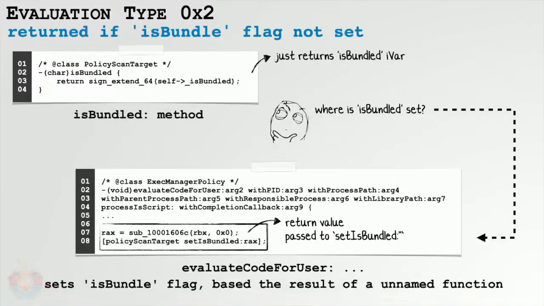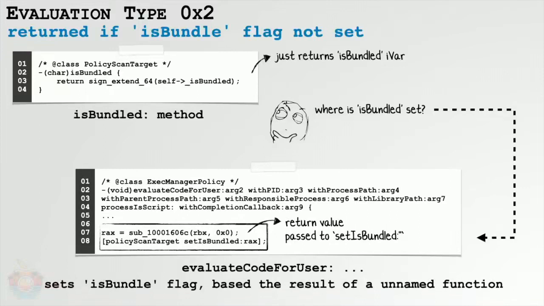So if we look at the isBundled method, it turns out just to return the value of an instance variable. So that's not really that helpful. However, we now have a name of an instance variable, isBundled, and we can look elsewhere in the disassembly of syspolicy-d to see ultimately where this is set. We can see that on the slide.